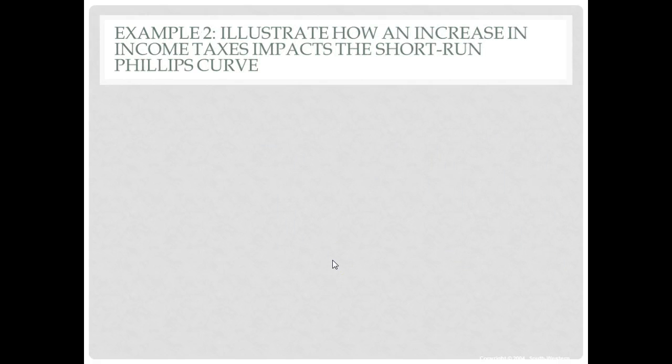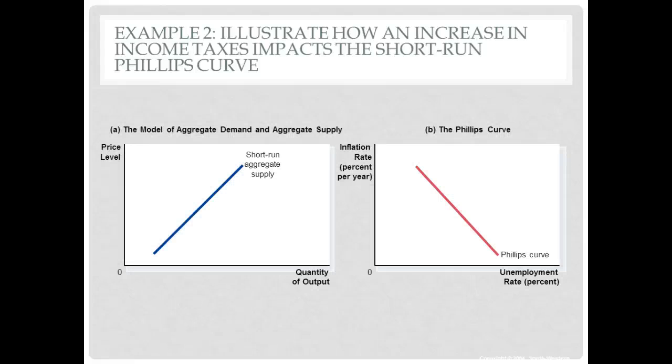Okay, let's look at a second example. In this case, we're going to illustrate how an increase in income taxes impacts the short-run Phillips curve. Again, we'll start with an aggregate demand, aggregate supply graph on the left and a Phillips curve graph on the right. We'll draw in our aggregate demand curve so we have an equilibrium point. We'll mark that equilibrium P1 and Q1.